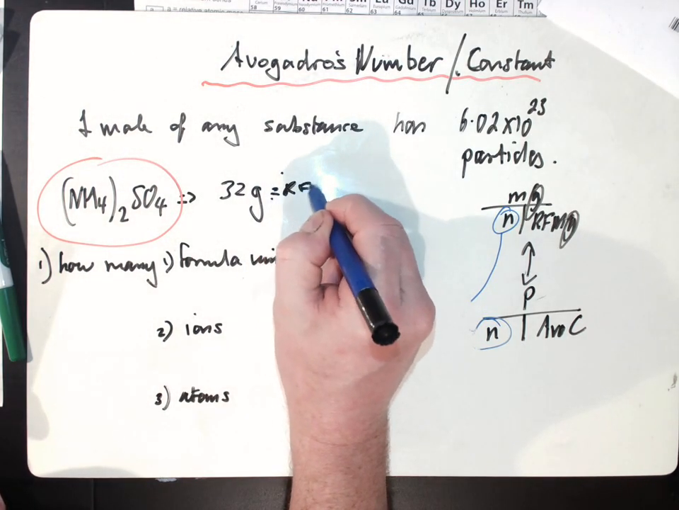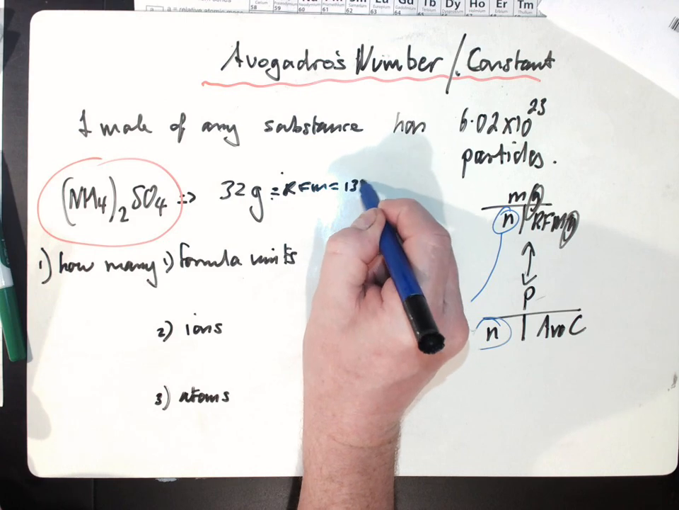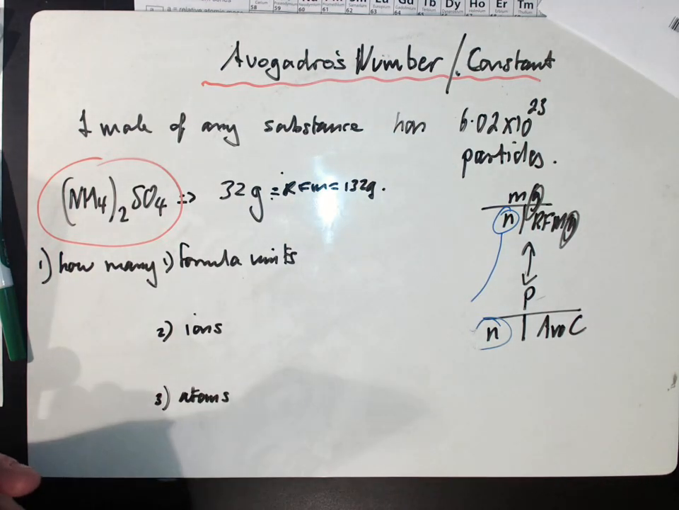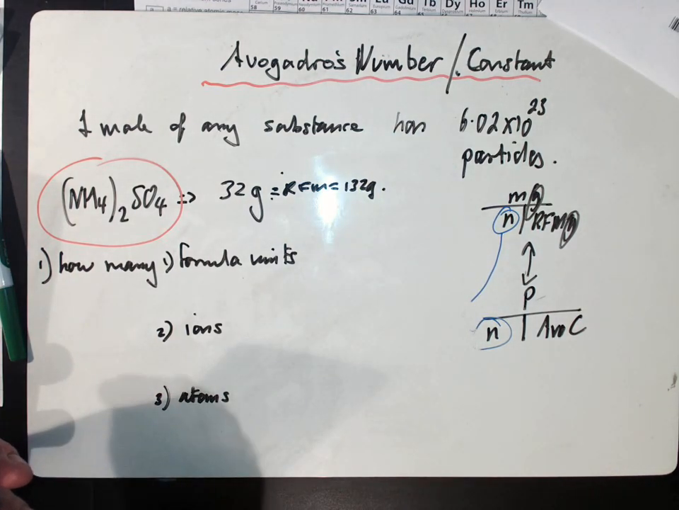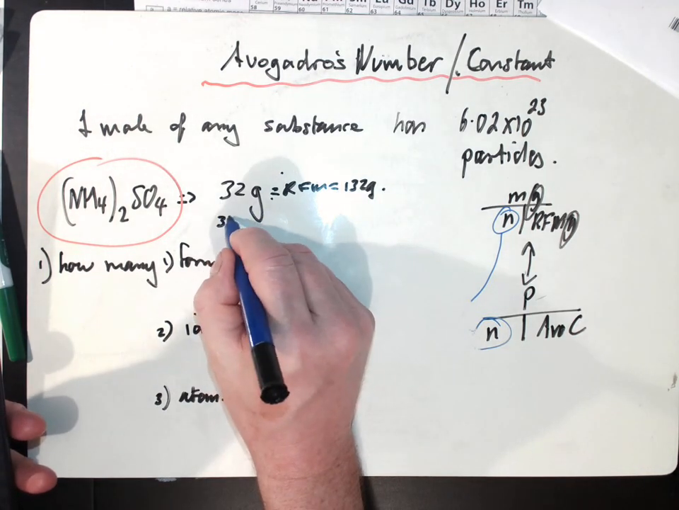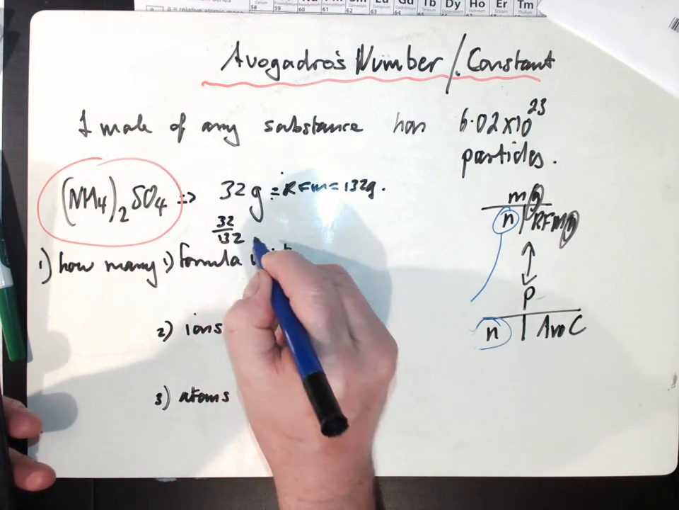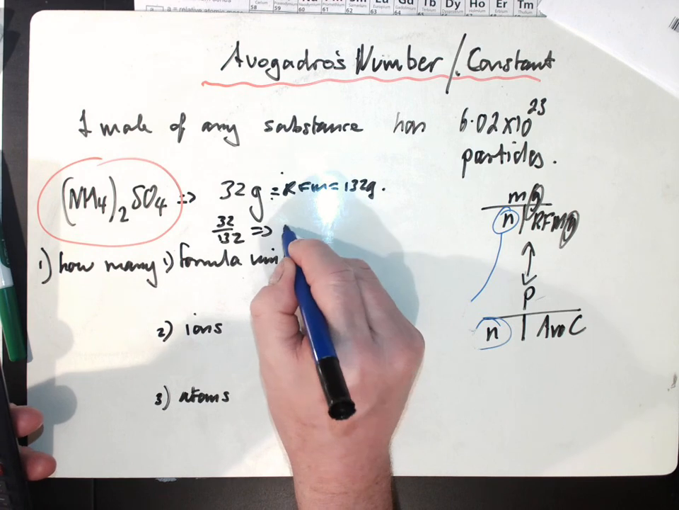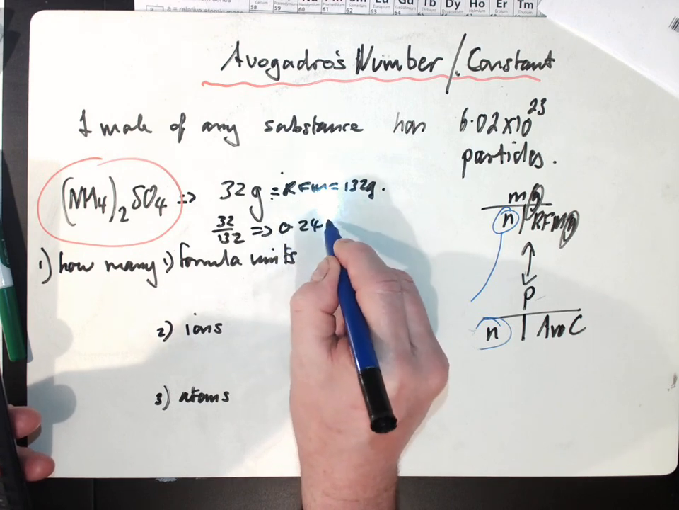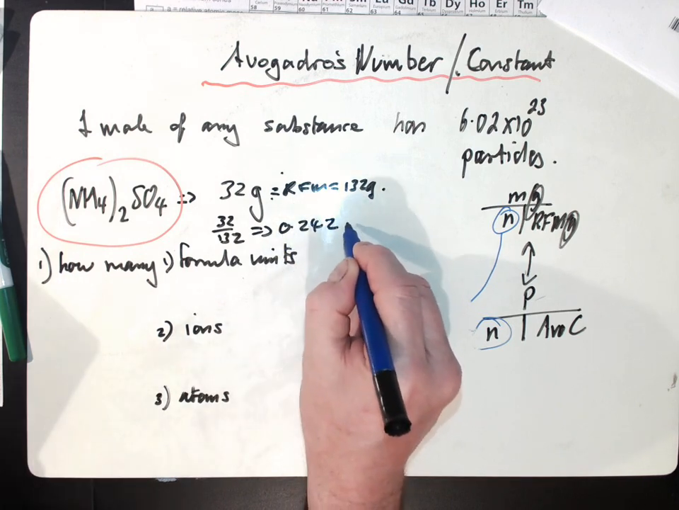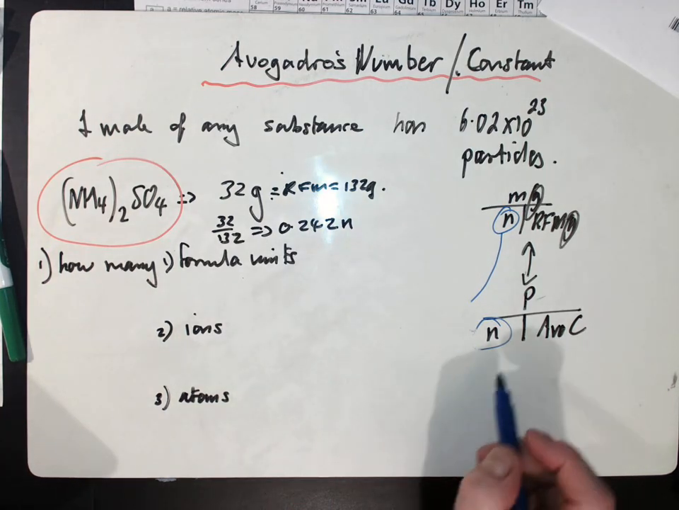So if we just first of all work out the RFM, that's 132 grams, and we would need to take our 32 and divide it by 132, and that will give us our moles. So 0.242 is the number of moles of this that we've got.